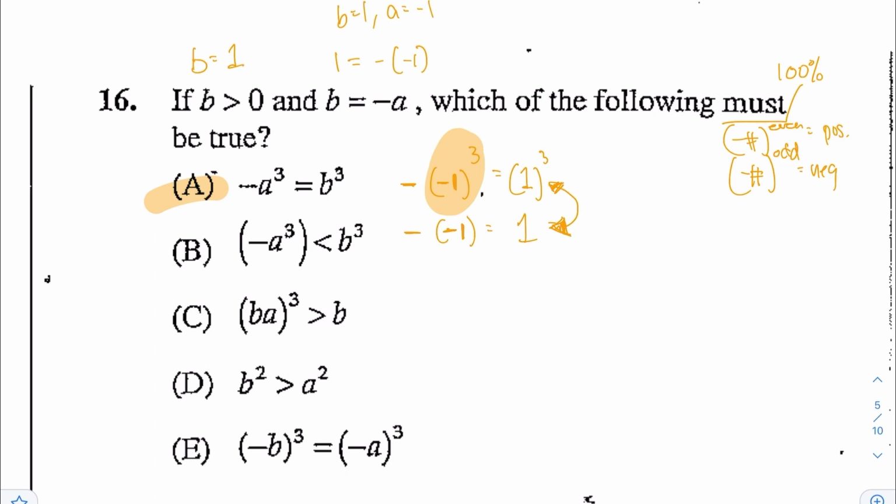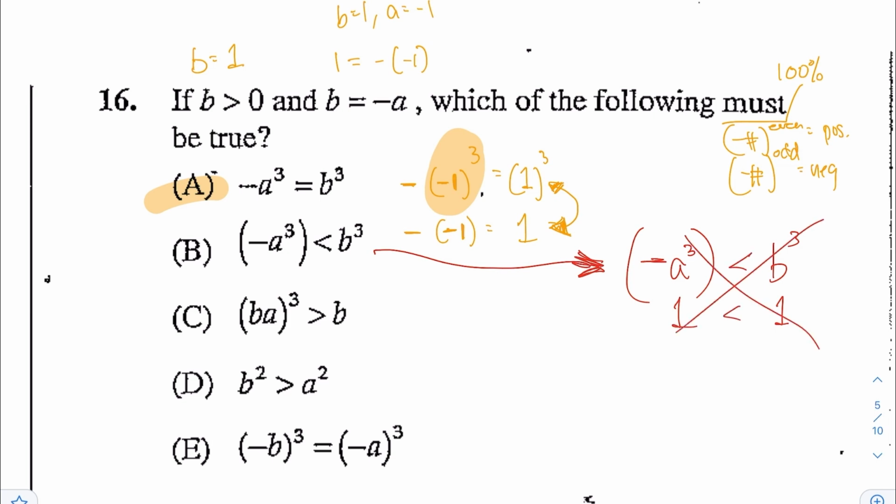But let's just go through all the choices to see what happens. So for choice B, it's a little different. If you have the negative a cubed inside the parentheses, and you want to compare that to b cubed, well, b cubed we know is 1. Negative a cubed, yeah, you have the parentheses here, but these parentheses don't actually do anything, so it looks different, but it's actually the same as above. 1, of course, is not less than 1. That's totally wrong. So we can eliminate choice B because we found a case that made it false.